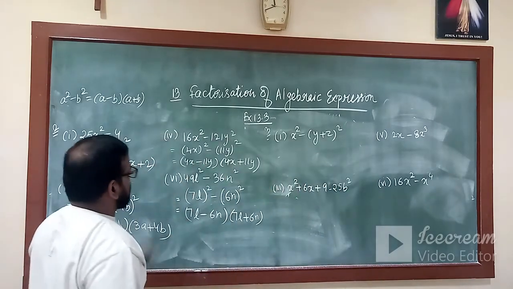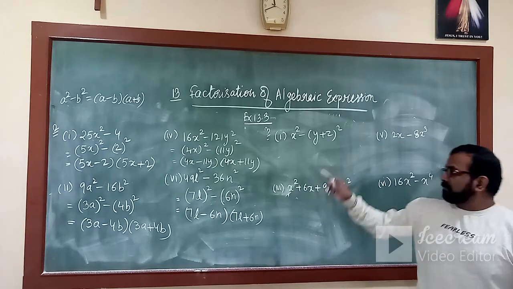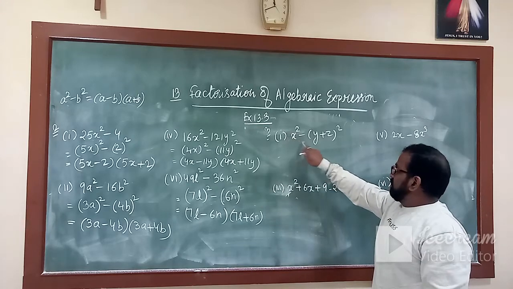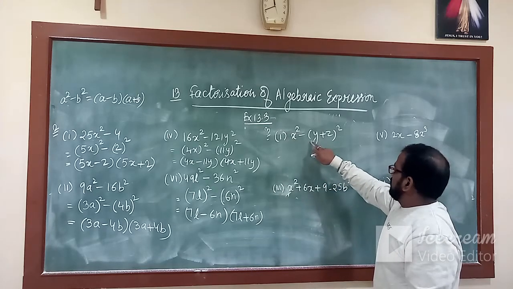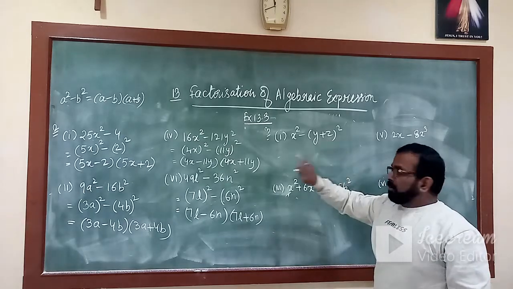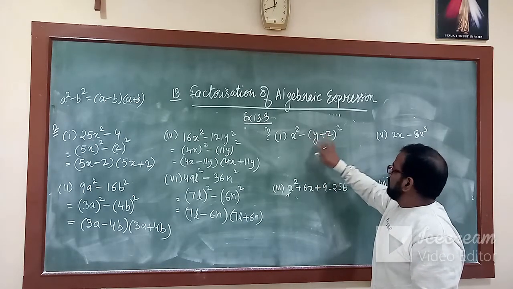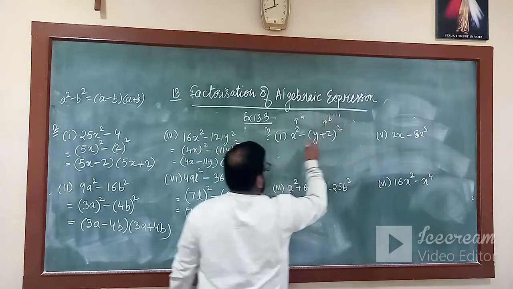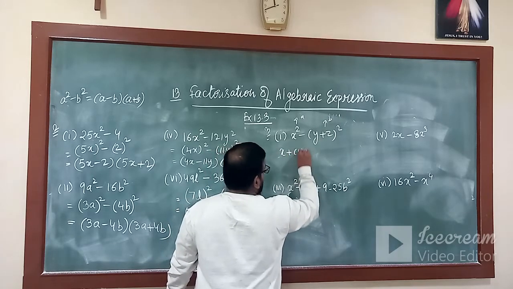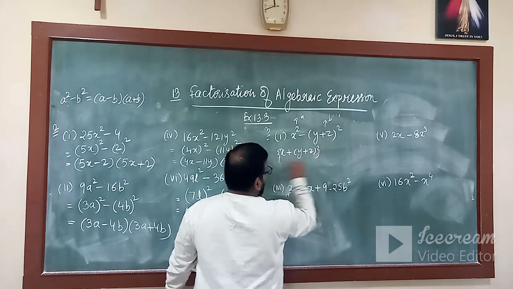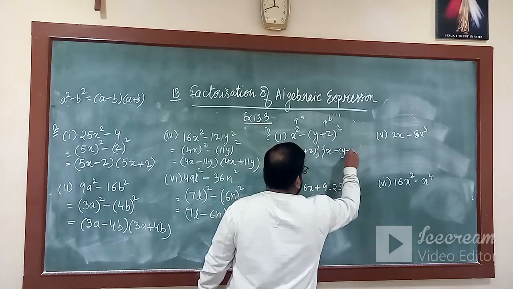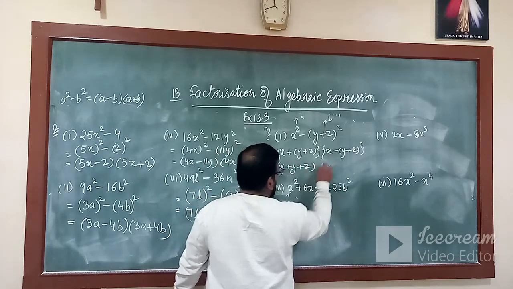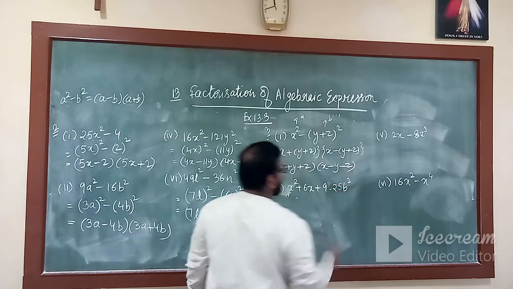Okay, now see, this problem is relatively different from the four problems we have discussed. In this, x square means a square is there, and instead of b, it is written as y plus z. But still, it is y plus z, but it has the whole square. So we can take x as a, and this whole term we will take as b. So it becomes x plus y plus z, and x minus y minus z.